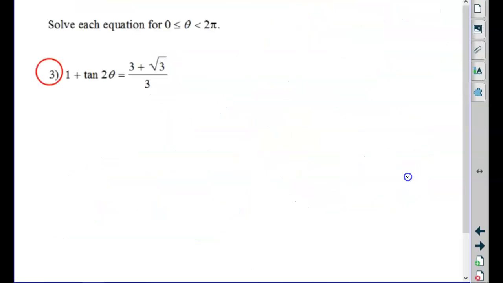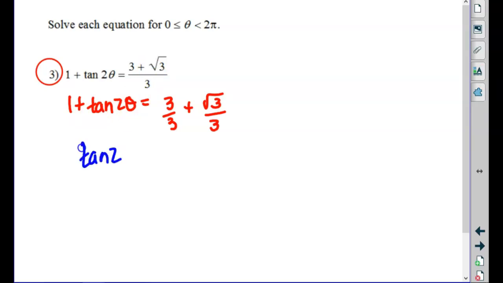Let's try another one. Let's try number 3. Oh, this is a tangent question, and it looks real ugly to start with. I think the first thing I'm actually going to do, over here, guys, is write 3 over 3 plus the square root of 3 over 3, which is the same as that. Do you see what I did? Because now, to get tangent all by itself over here, I need to subtract 1. And isn't 3 over 3 1? So that goes away. All right, I would ask the question like that.